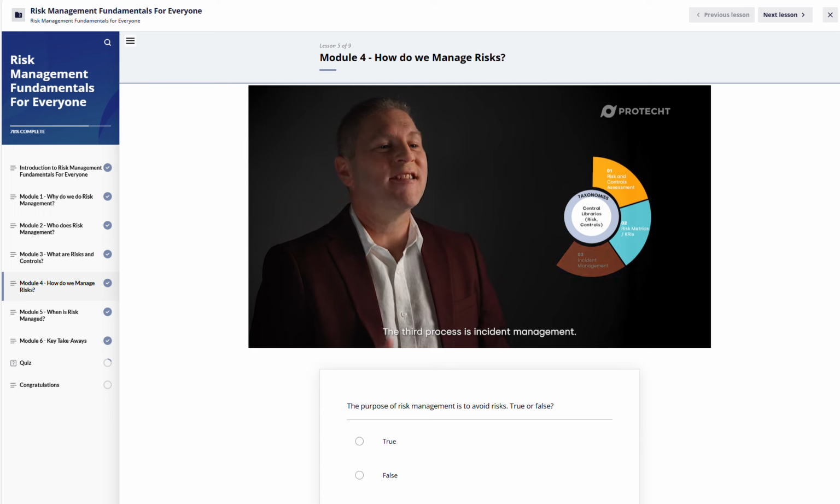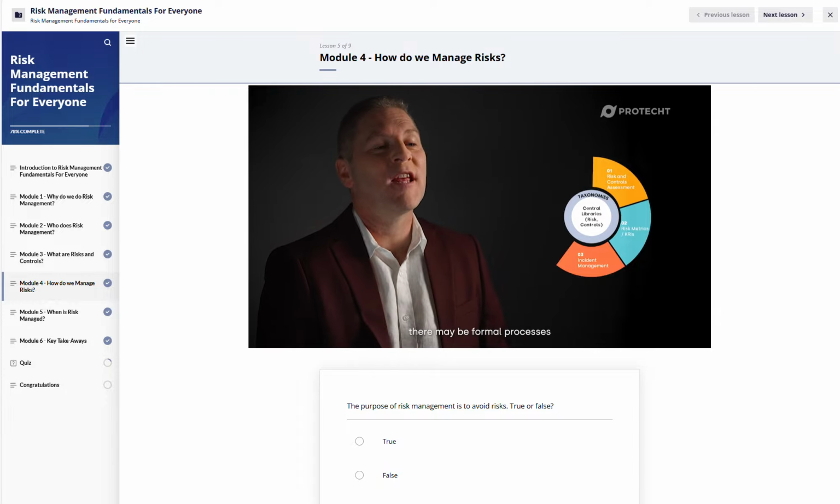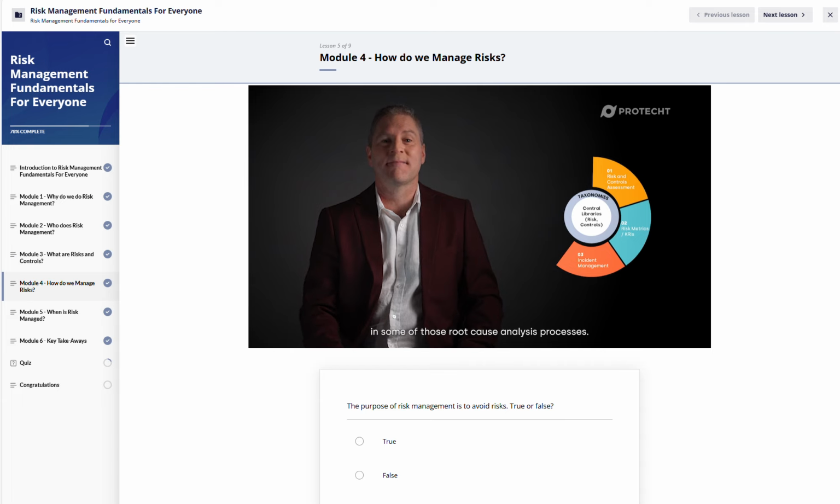The third process is incident management. This is what we're going to do if things go wrong. Now, when they do go wrong, there may be formal processes both for you as an individual to report them, and then there are others who might be responding to that incident, doing root cause analysis, understanding why that incident occurred and what you might do about it. You may be involved in some of those root cause analysis processes.